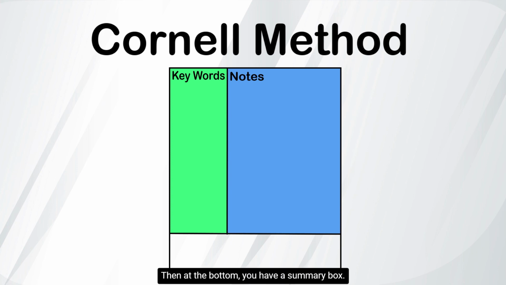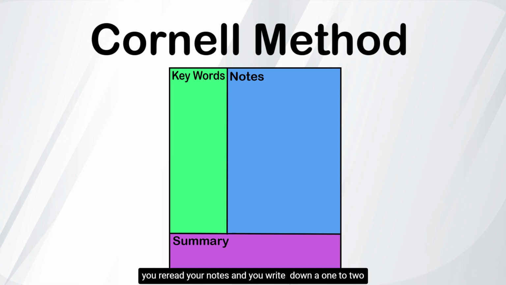Then at the bottom, you have a summary box. What this is, once the lecture is over, you reread your notes and you write down a 1 to 2 line summary of what that lecture was about. This is really useful when it comes time to review your notes for the final exam, because in 2 lines you know exactly what your notes are about, and you can go using the key terms to figure out what's important and what you need to study.